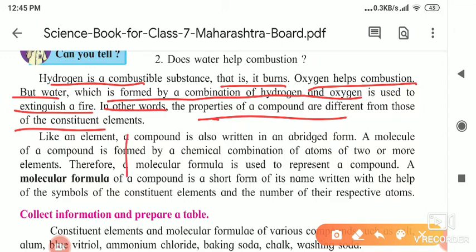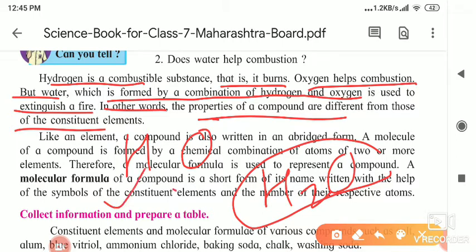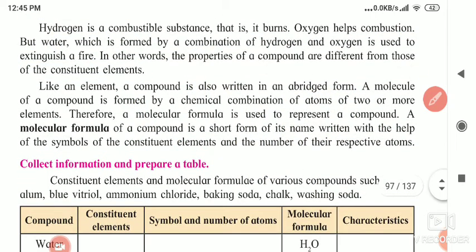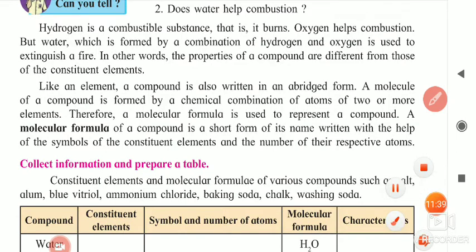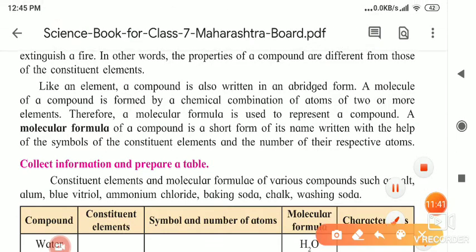The properties of hydrogen and oxygen are totally different, but the compound made up of hydrogen and oxygen, that is H2O, has properties different from its parents. Who are the parents of water? Hydrogen and oxygen. Its properties are different from those of the constituent elements. Now, like an element, a compound is also written in a short form.